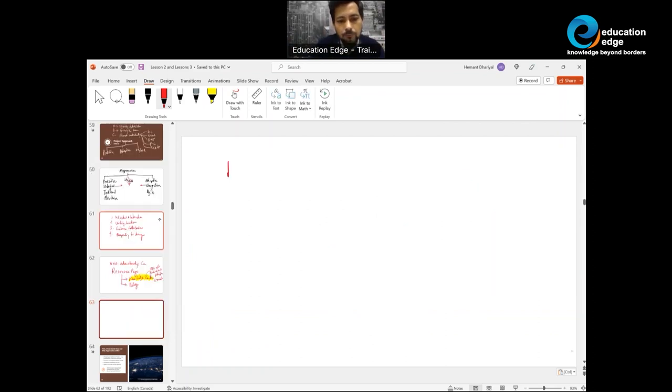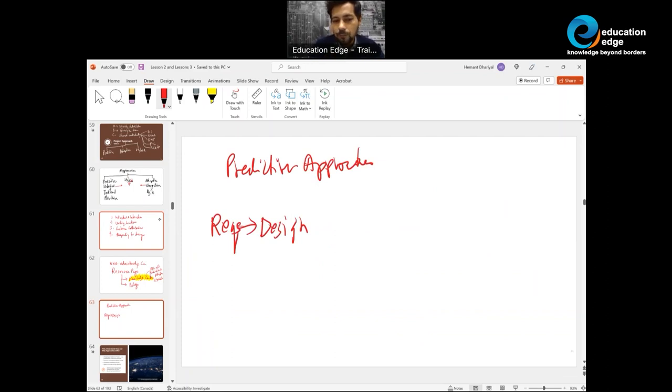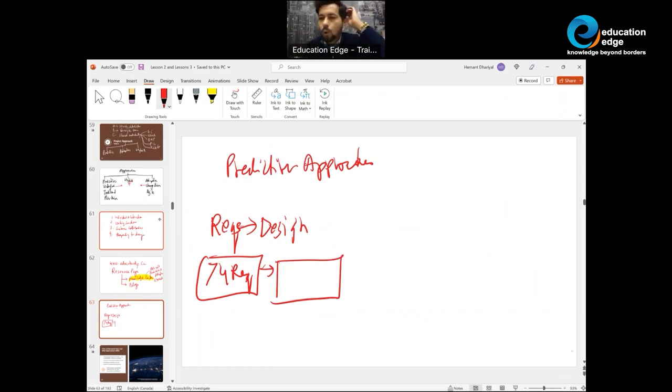Predictive approaches would start with understanding the requirements or needs. Once requirements or needs have been understood, they'll go into analysis and design for most of these requirements from the stakeholders. So you had 74 requirements. You will design for 74, or maybe most of the requirements. You will develop for most of the requirements. You will test these requirements. And finally, you will deploy or release.